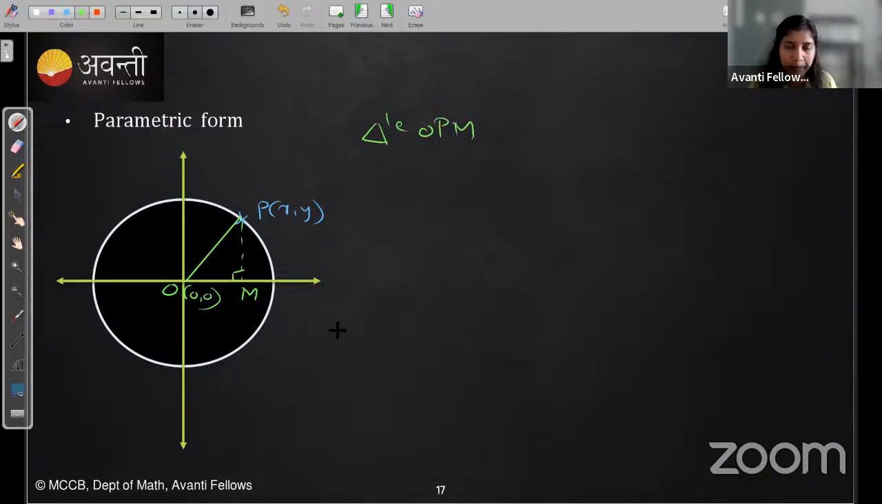Why? Because this angle is 90. In the right angle triangle OPM, I am considering the radius of the circle as R. Now, in this triangle, this angle is theta. So what will be cos theta? This is angle theta and the hypotenuse is R. The adjacent side, of course, for point (x, y), is going to be x, and this is going to be y. So cos theta will be OM by OP, right? Wait, sorry.